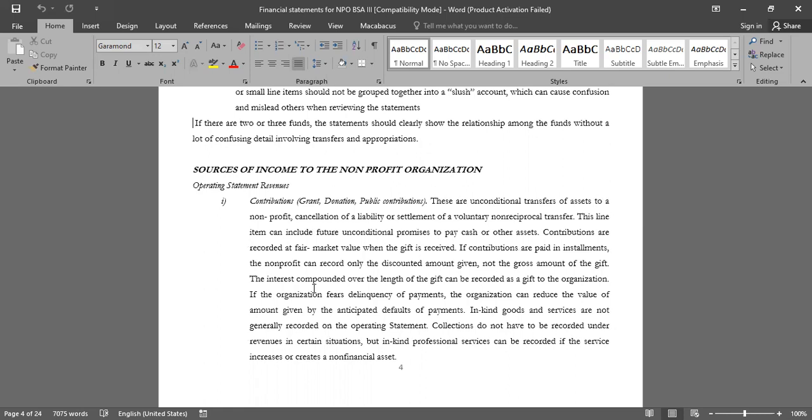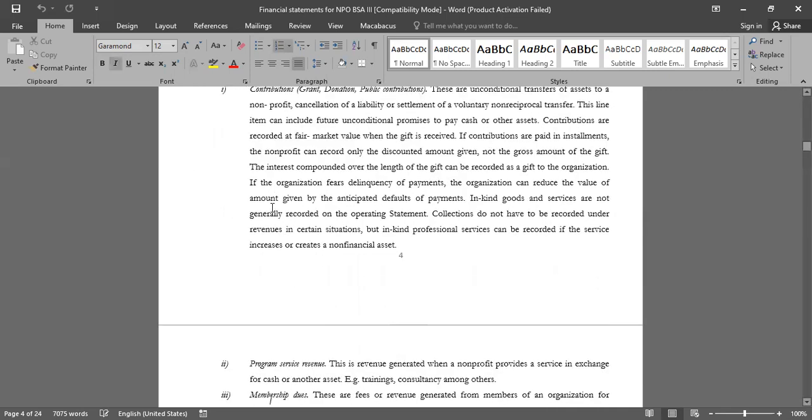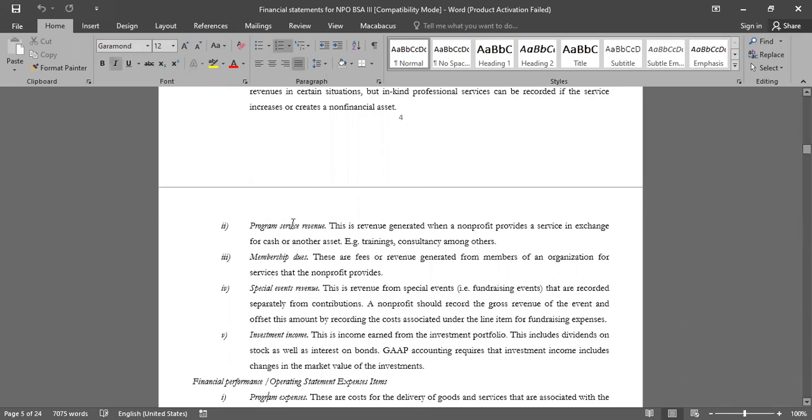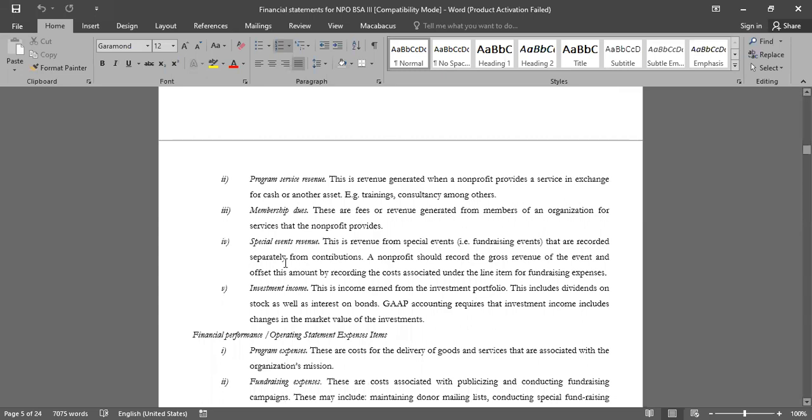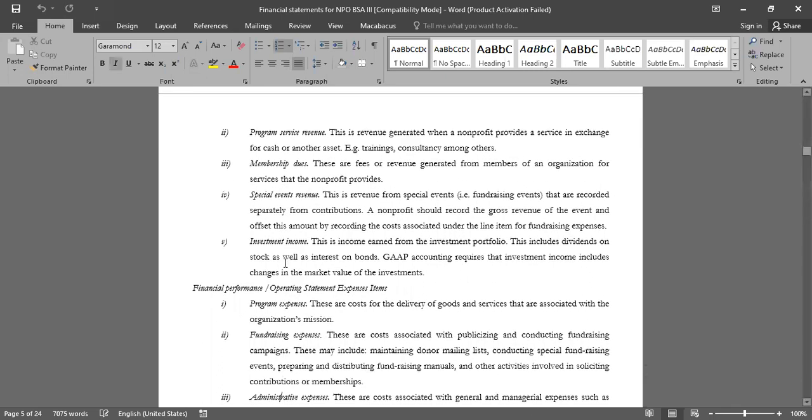Now under revenues alone, we have contributions. They come in the form of grants, donations, public contributions. Then you have program service revenues. In case you offer programs and you usually receive a payment for them, maybe there's a training you make and you're paid, that is revenue. Membership dues, in case you have subscribers. Special events revenues. Investment income, in case you invested somewhere and it's giving you returns, as a not-for-profit.